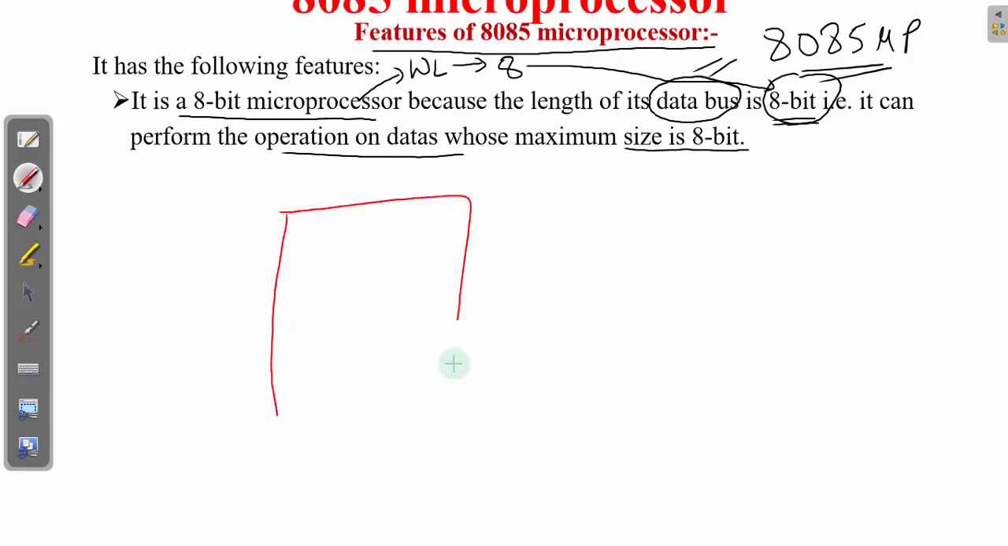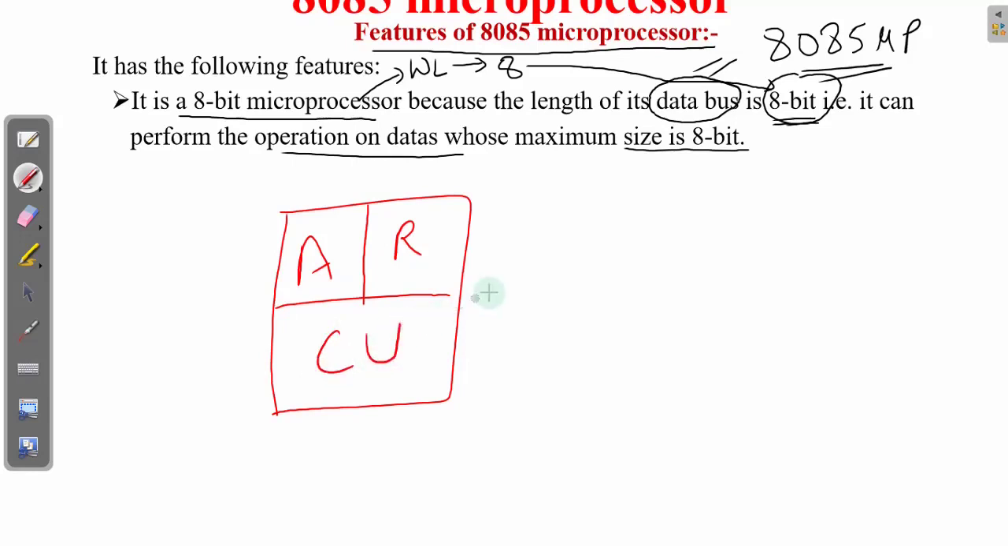If you look at the microprocessor, and if you remember, a microprocessor had 4 main parts. One was ALU, one was register, control unit, and what was the fourth part? Can anyone tell me? System bus. Yeah, correct. So this is your system bus, and with the system bus only you are connecting the peripheral devices. In the system bus we have something called the data bus.